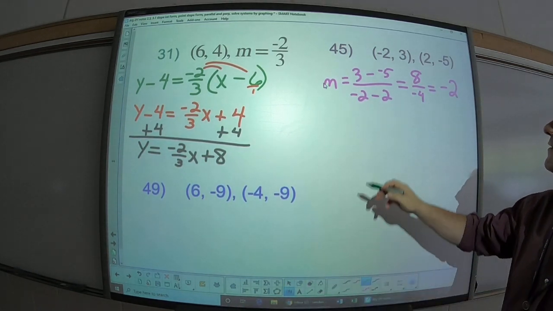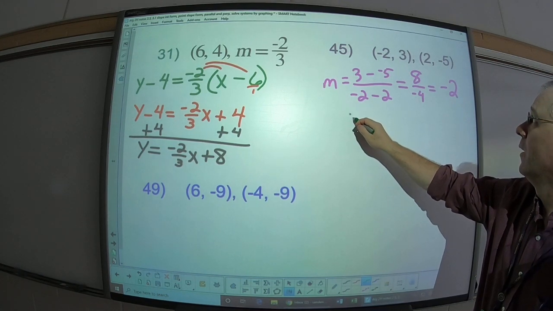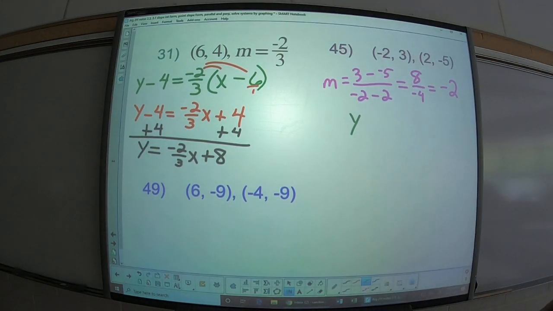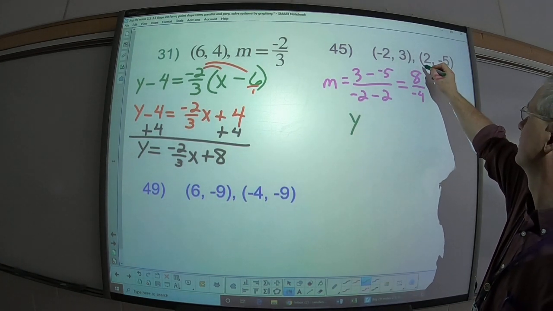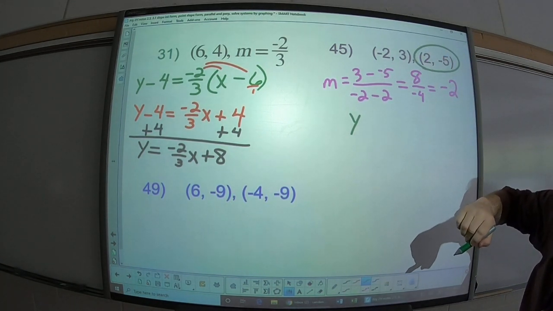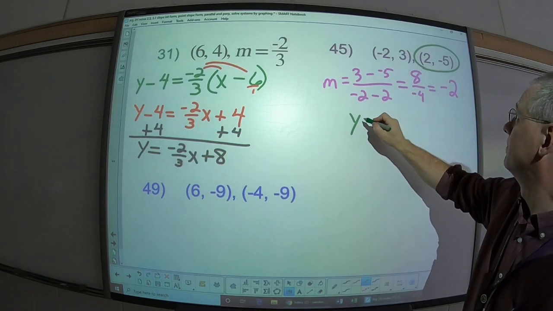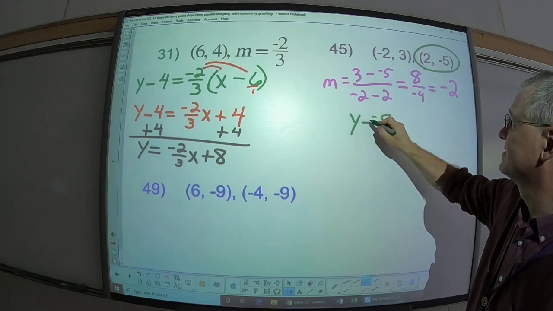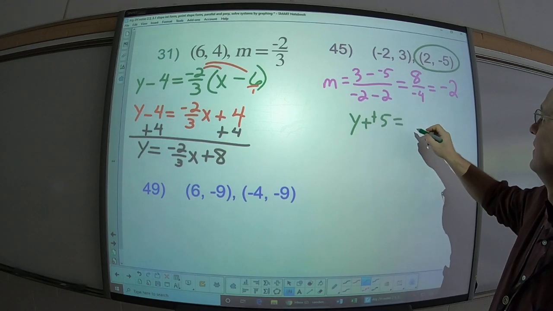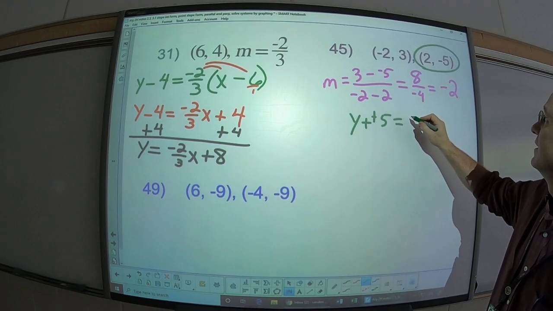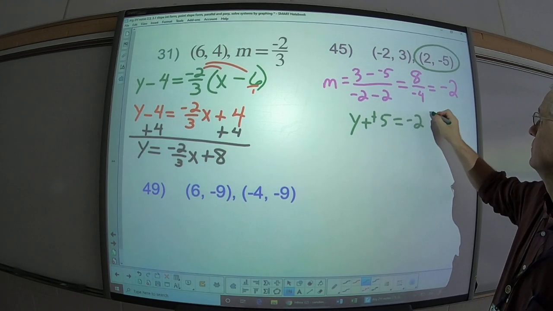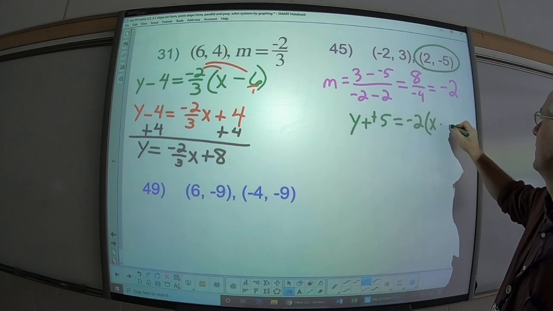Now that I've done that, I'm going to say y minus y1 equals m times x minus x1. It doesn't matter which point I pick, so how about I pick the second point this time? That's the one I'm going to plug in for y1 and x1. y minus negative 5, that's the same as plus 5, equals, let's see, slope of negative 2 times x minus 2.